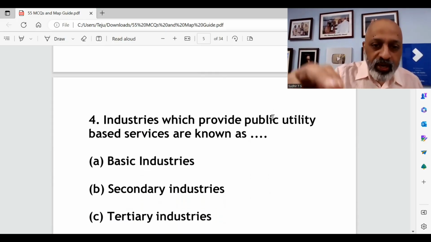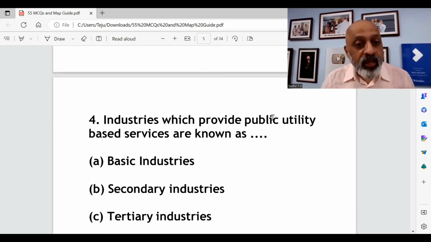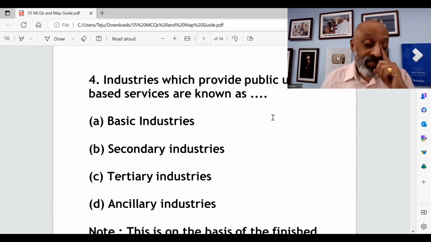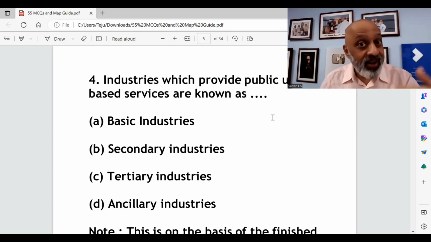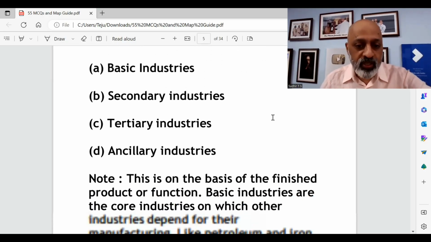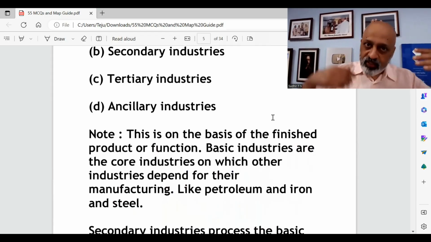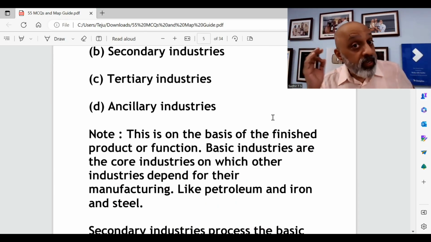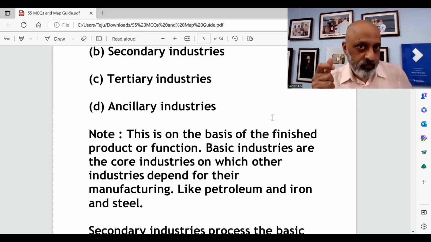Question number 4. Industries which provide public utility-based services are known as basic industries, secondary industries, tertiary industries, or are they called ancillary industries? The correct option here is C, tertiary industries. And let me give you an explanation note for this. This is decided whether it is primary, basic, secondary, tertiary, or ancillary. ये industries chapter में से है. This is on the basis of the finished product or function.